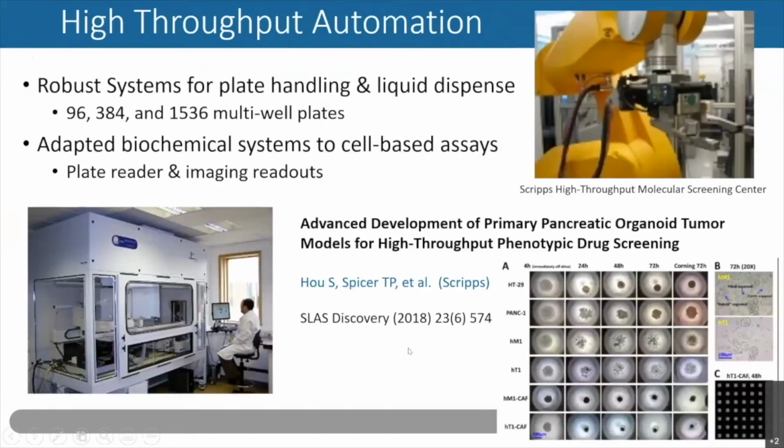One way people have tackled this is using high throughput automation. Shown here is the Scripps High Throughput Molecular Screening Center, and really a nice publication by Tim Spicer and his group down at Scripps, where they did a 1536 well assay using spheroids. It's a single point readout using ATP activity, but people don't normally have access to this type of automation, this type of capability. And if they do, it's often too expensive to use. You really need to have thousands of samples you want to test to make it practical.